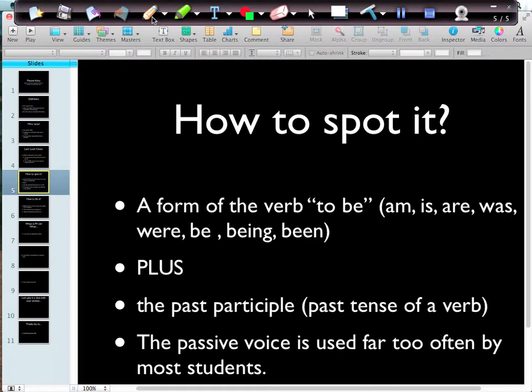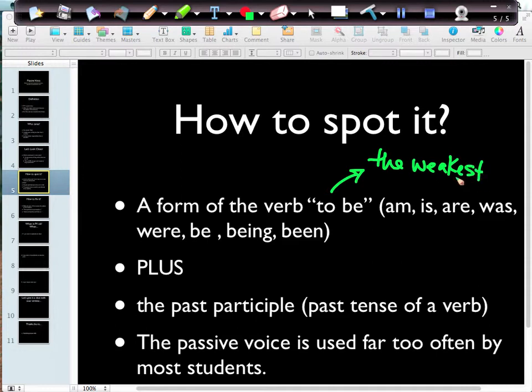Okay, so how do you spot passive voice? It's pretty straightforward. You're going to have a form of the verb to be, and these are the different forms: am, is, are, was, were, be, being, been, which, by the way, is the weakest of the verbs that we have in the English language. It's the weakest verb, and we use it the most often in our writing. We're going to quit that this year. We're going to start writing little dead faces next to it because we just don't want it anymore.